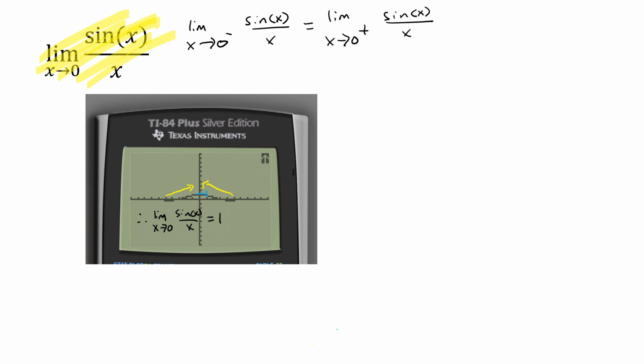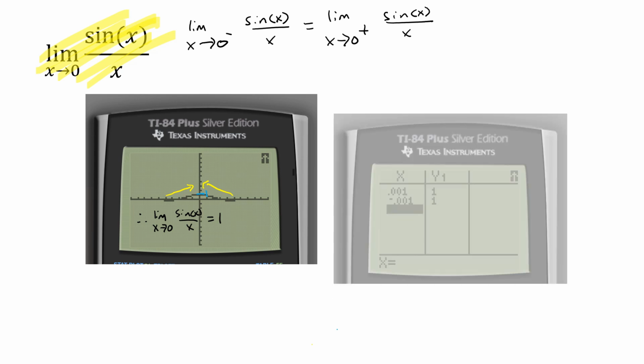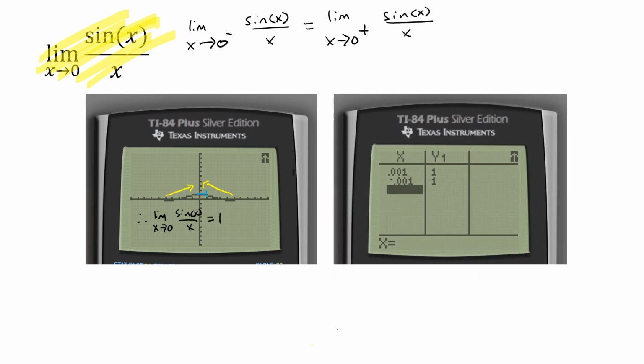If you don't want to look at this graphically, you can also use your table feature on your calculator. So of course, if we directly substitute 0 into sine of x over x, this will be 0 over 0, which is an indeterminate form. So the next best thing to do is to plug in values that are super close to 0 from the left and the right, because that's essentially the same thing that we can see graphically what is occurring.